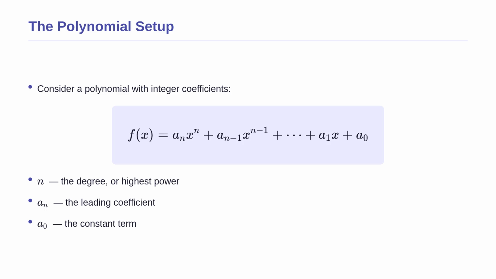Now that we know what irreducibility means, let us look at the mathematical setup. We start with a standard polynomial, which we call f of x. This polynomial must have integer coefficients, meaning the numbers in front of the variables are whole numbers. The symbol n represents the degree, which is the highest power of x. The term a sub n is our leading coefficient, sitting at the very front. At the very end, we have a sub 0, which is the constant term, because it has no x attached to it. As the degree n gets larger, factoring becomes a nightmare, which is why we need a prime number test.